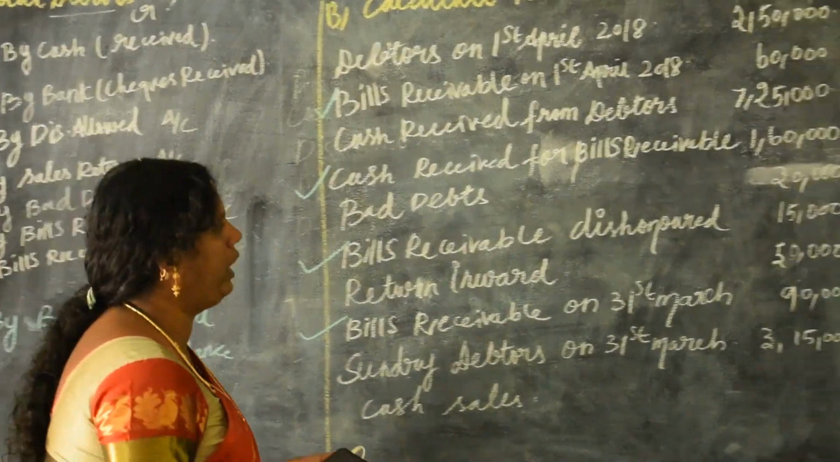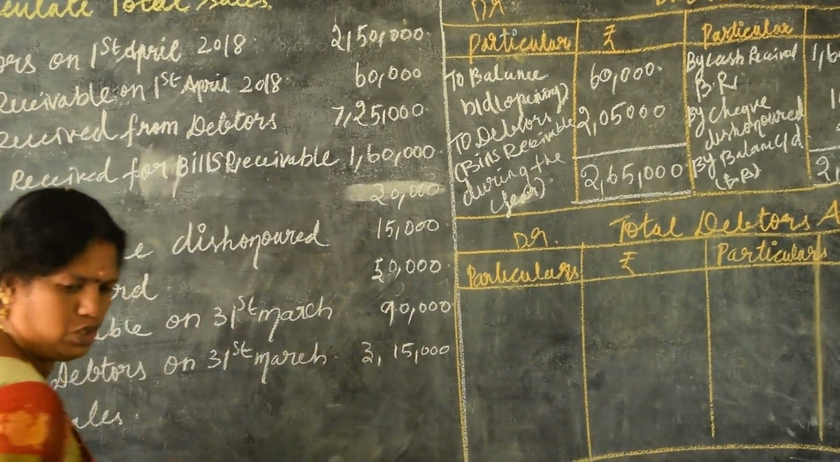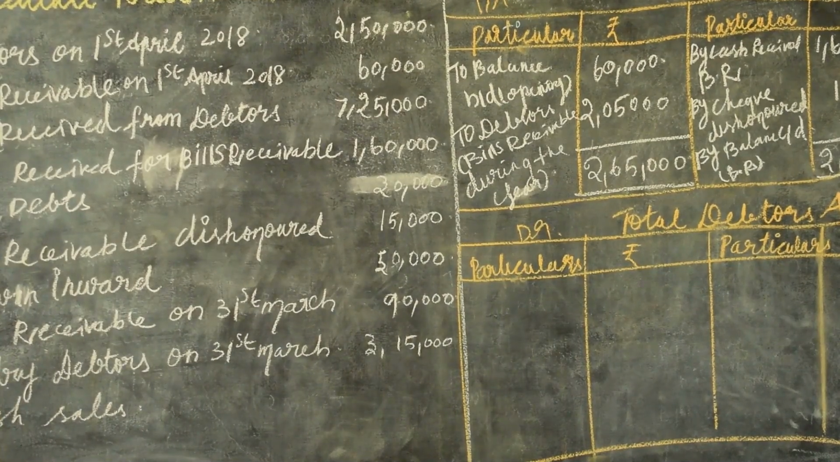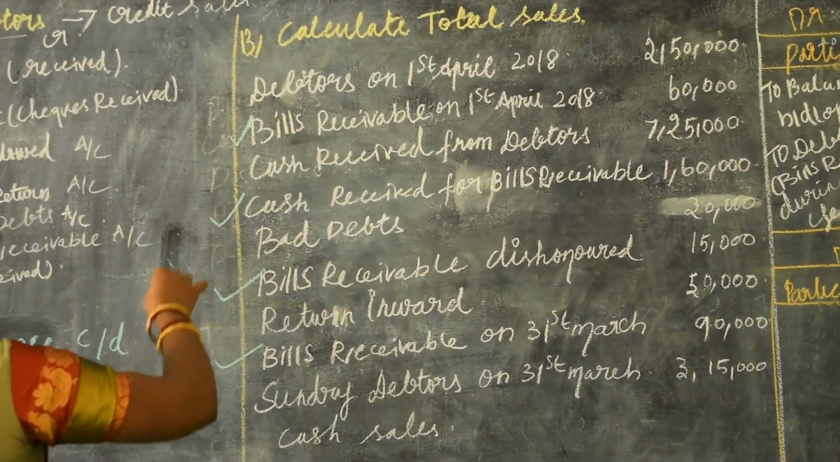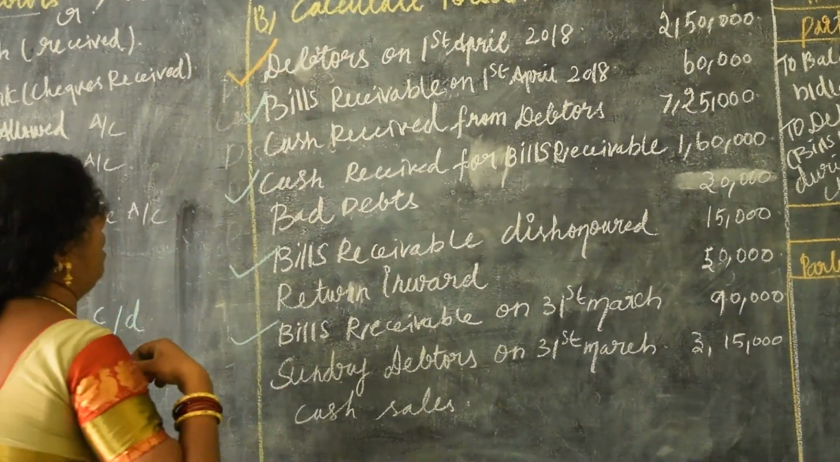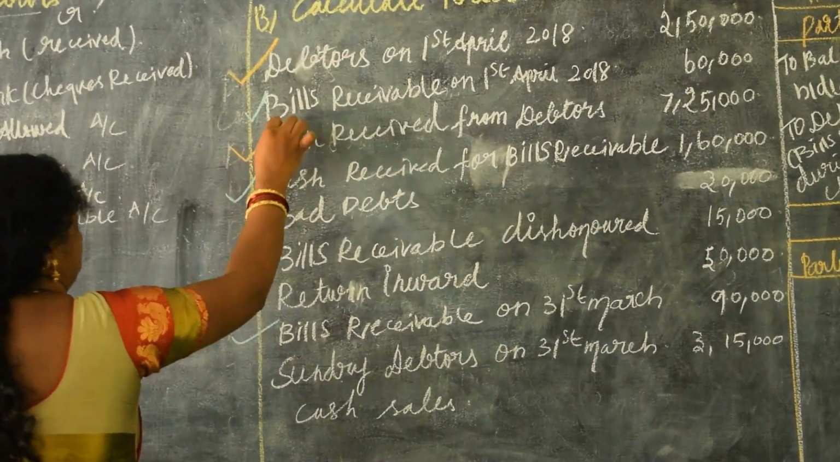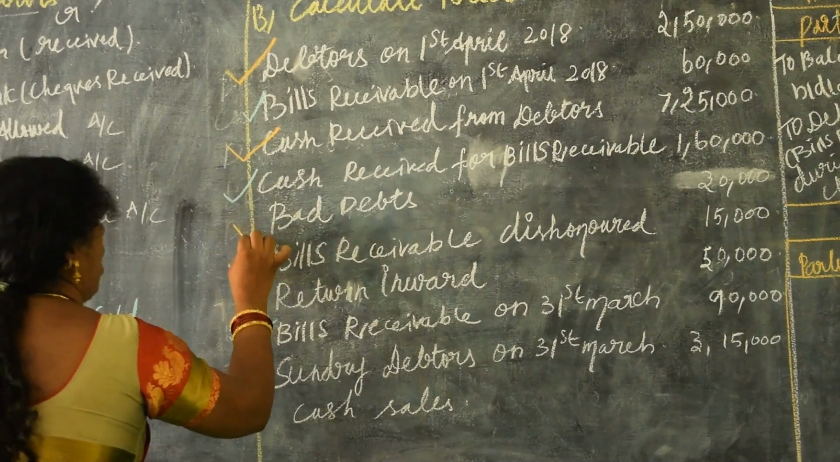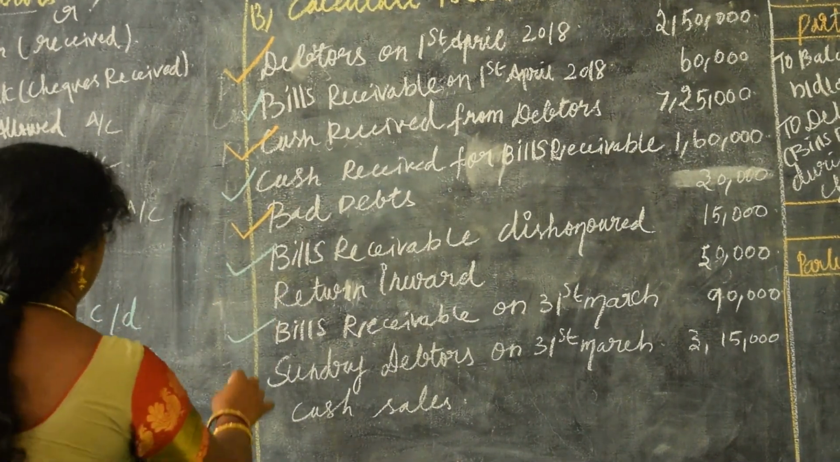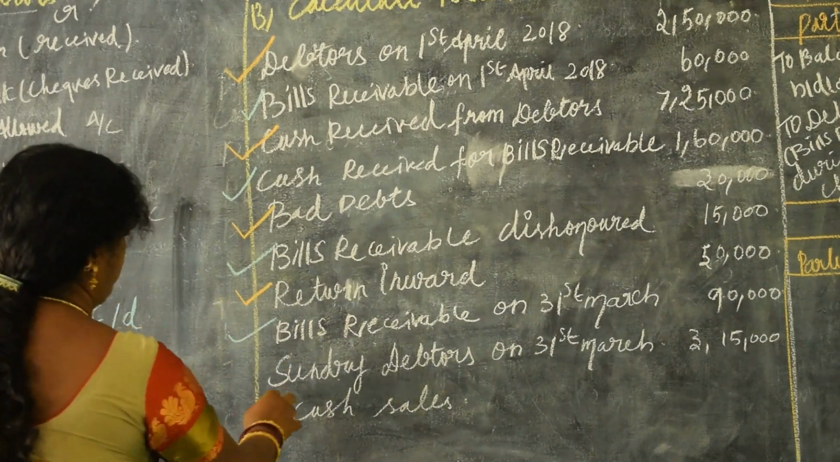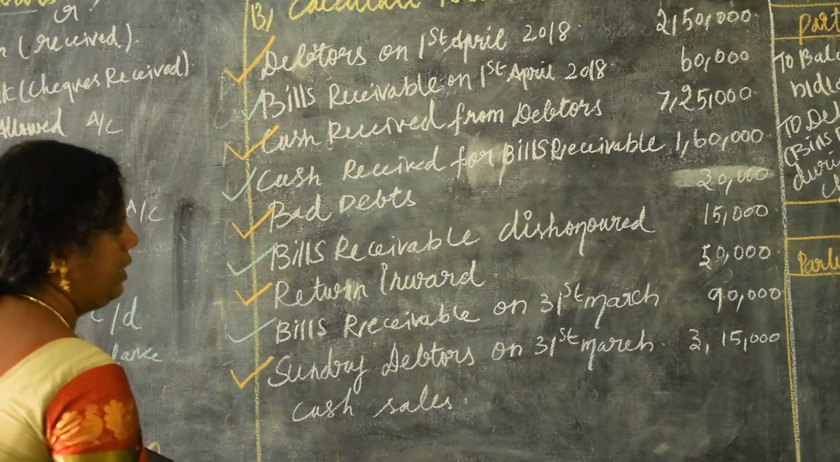Then next we will move on to the total debitors. Choose another color. I choose orange color. Yes. Now, debitors on 1st April. Then cash received from debitors. Then you have to take out the bad debts. Then you have to take the return inwards. Then you have to take the sundry debitors. Yes.